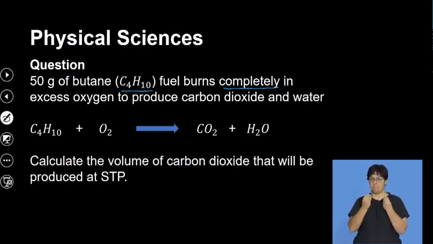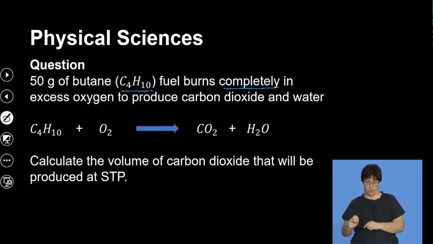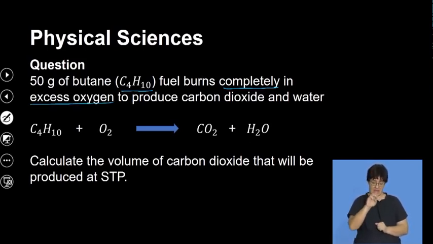If the statement says it burns completely, it means all the butane is used up in the reaction, meaning butane is our limiting reagent and oxygen is in excess, because we are told that this combustion or burning process takes place in excess oxygen to produce carbon dioxide and water.